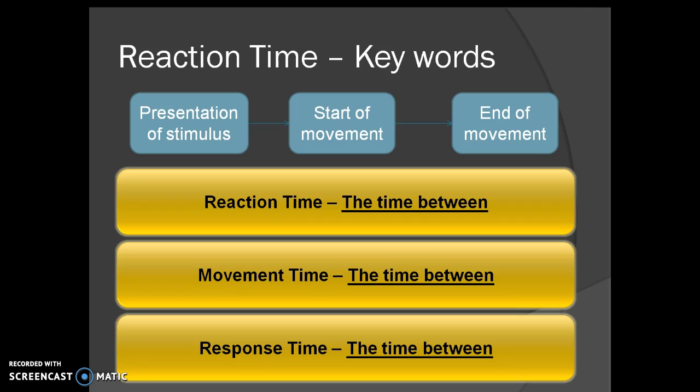You need those in your Cornell notes, and you need an example. We're going to use the 100-meter sprint as your example, and that's where you're going to get your three separate examples for the definitions from.